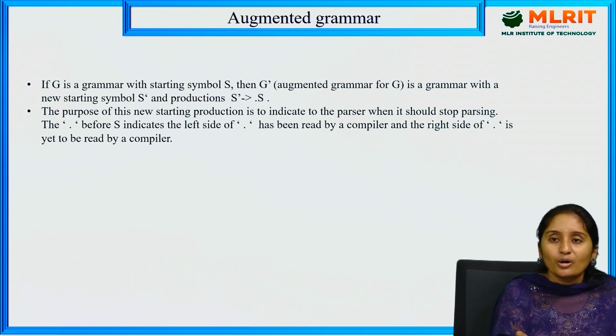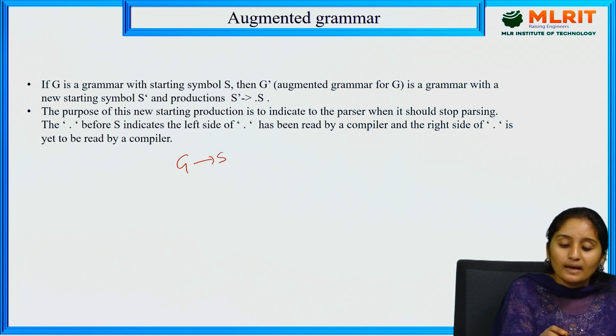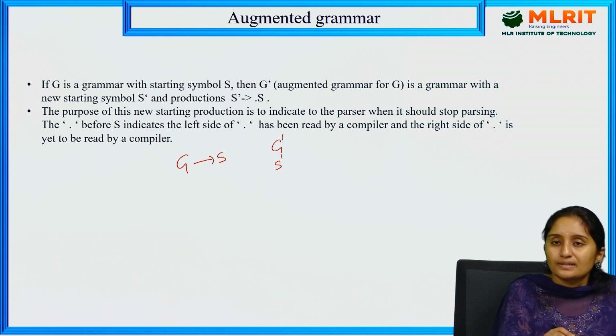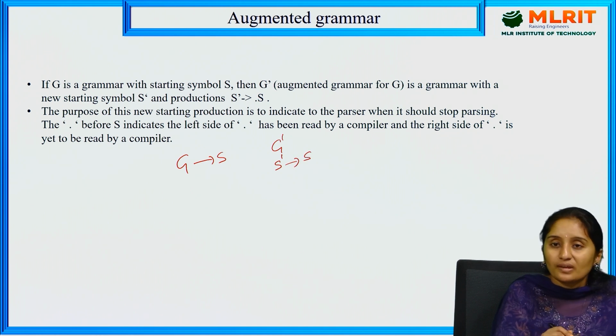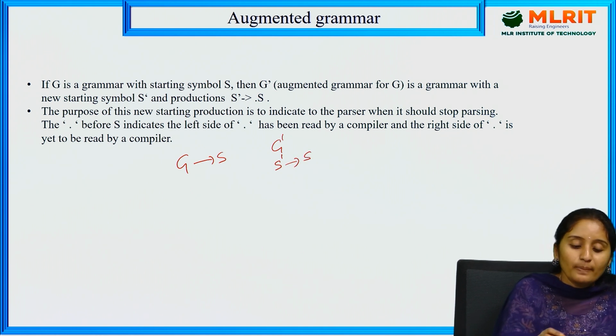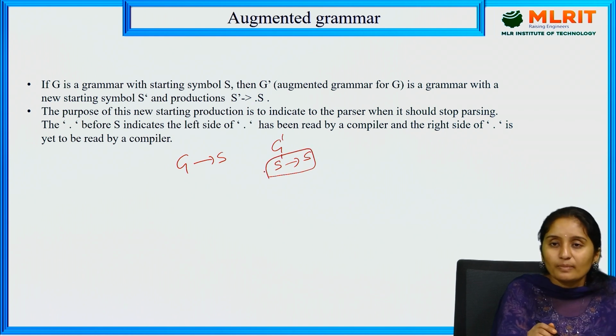The first one is the augmented grammar. For a grammar G with start symbol S, the augmented grammar G' is a grammar with a new starting symbol S'. The production will be S' tends to S. The purpose of this new starting symbol is to indicate when to stop the parsing.